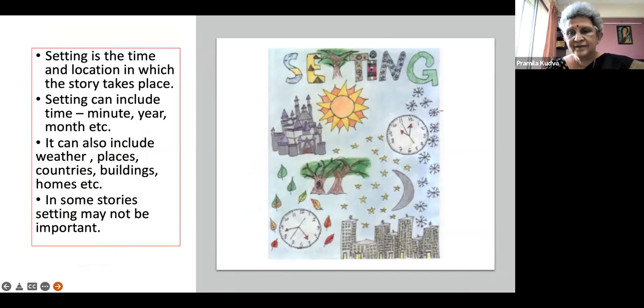Setting can include time, as in minute, year, and month. It can include weather, places, countries, buildings. But in some stories, the setting may not be important at all.